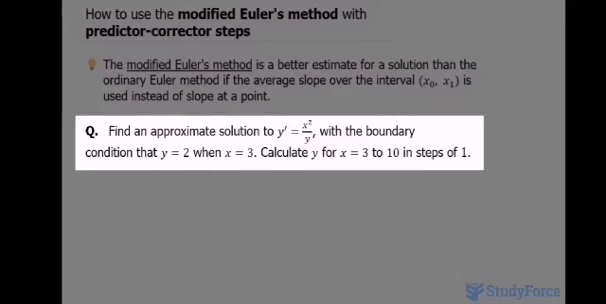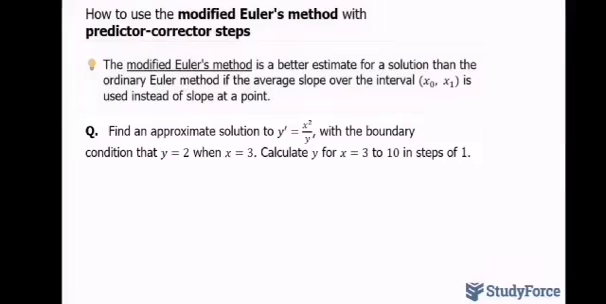It reads, find an approximate solution to y prime is equal to x squared over y with the boundary condition that y is equal to 2 when x is equal to 3. Calculate y for x is equal to 3 all the way to x is equal to 10 in steps of 1. This part right here suggests that delta x is equal to 1, and we'll use it as we come up with our solution.